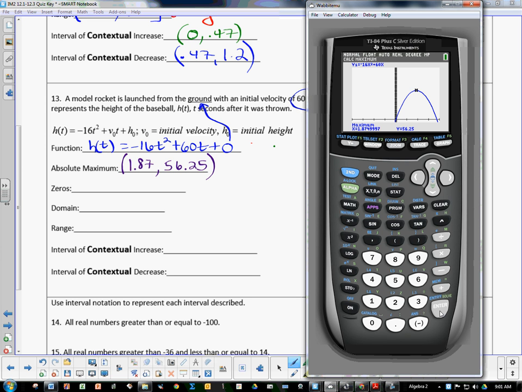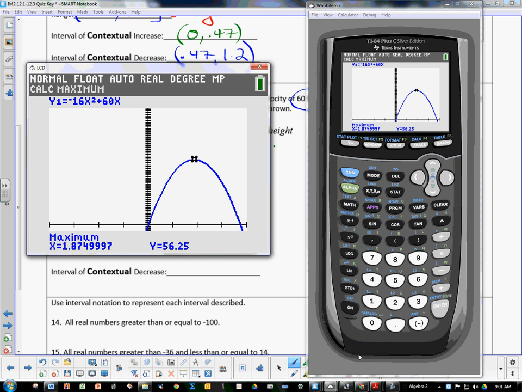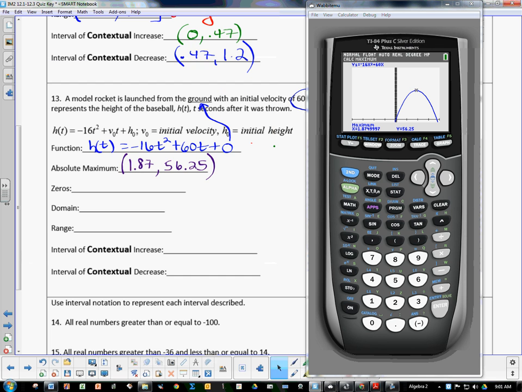Okay, next one is zeros. One of these zeros on this one is extremely easy to find, and it's basically right here. What is that? That x-intercept is 0, comma 0. Yes. So we've got 0, comma 0.